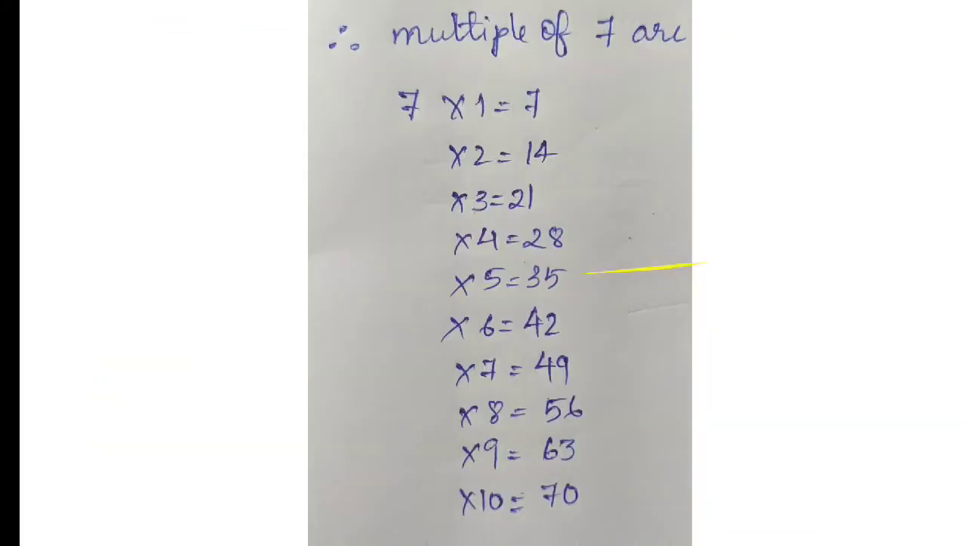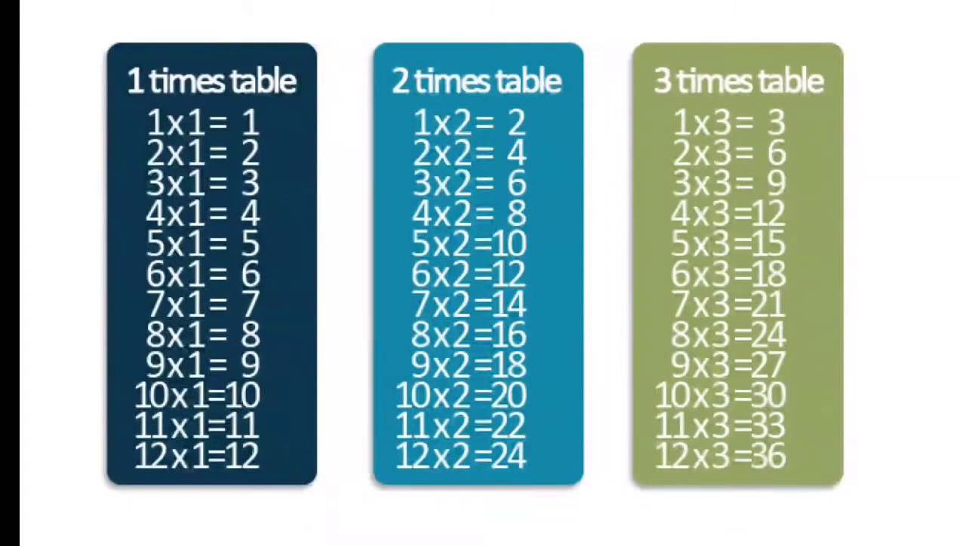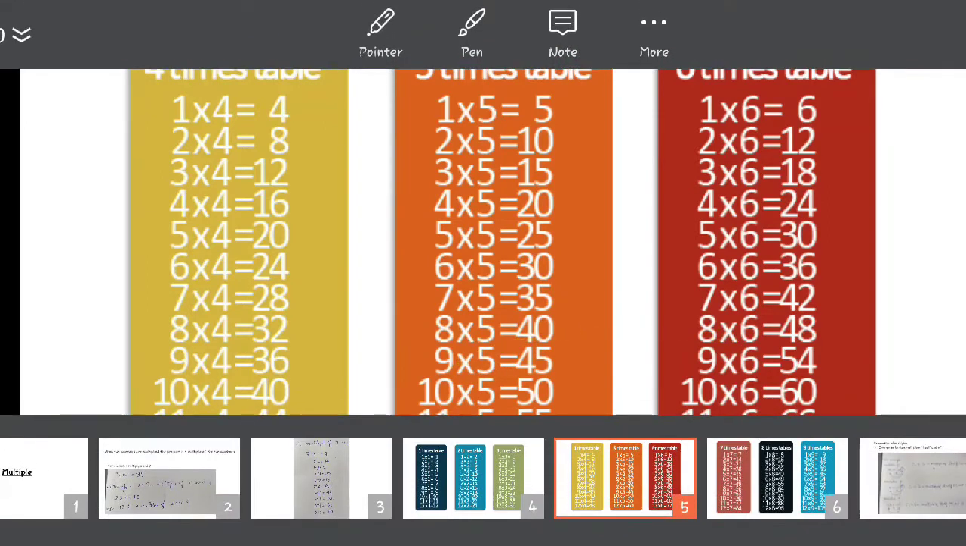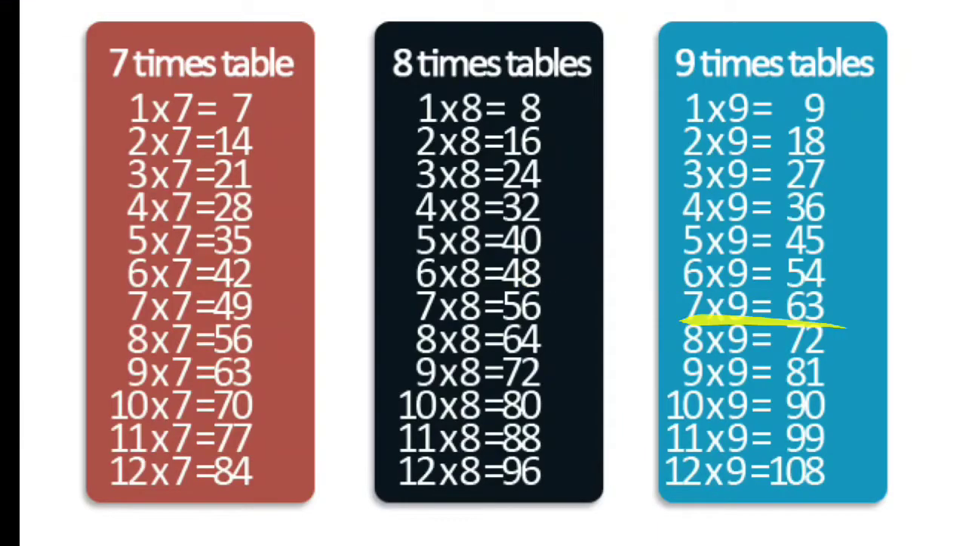So basically, if you take a times table, the 1 times table, the products are all the multiples of 1. If you see the 2 times table, 2, 4, 6, 8, 10, they are the multiples of 2. If you take the 3 times table, 3, 6, 9, 12, all the products are the multiples of 3. Likewise for 4, 5 and 6 and 7, 8, 9. And it goes on for every table.